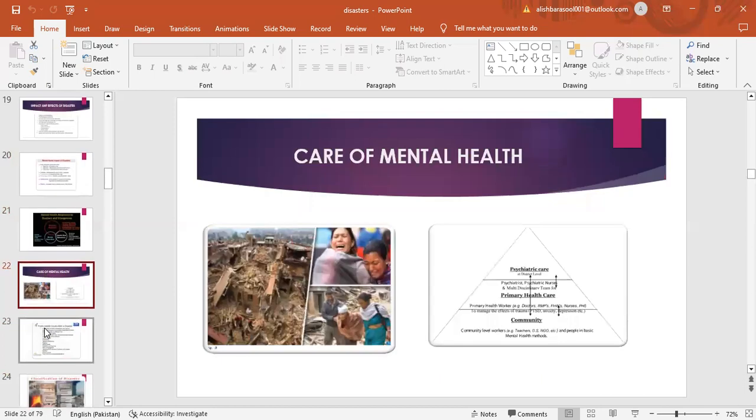Care of mental health: psychiatric care at district level, primary health care, psychiatrists, psychiatric nurses, and a multidisciplinary team, community-led workers, teachers, NGOs, and people trained in basic mental health methods.